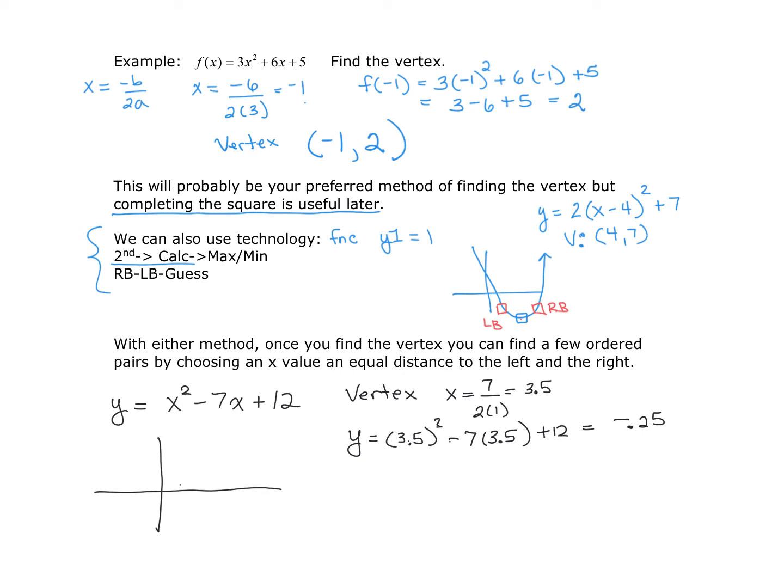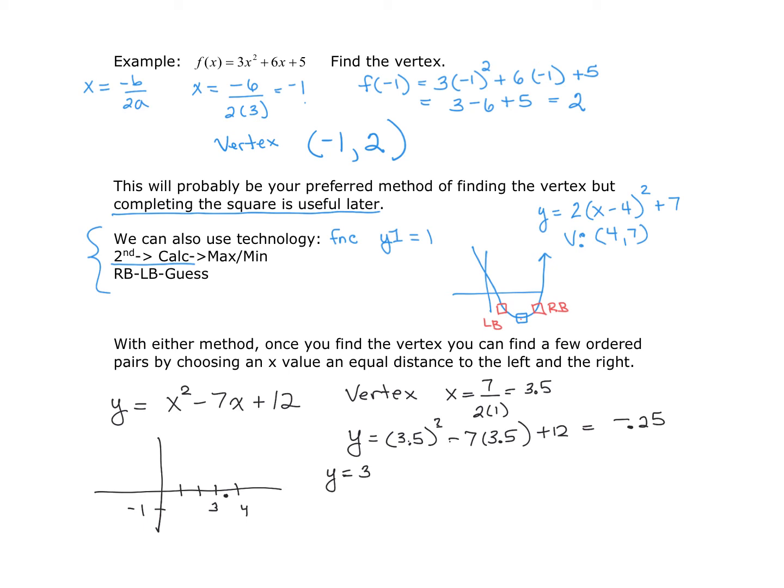So here we are, 1, 2, 3, 4. So at 3.5, I'm barely below. And I'm going to choose 3, and I'm going to choose 4. So if I plug a 3 in, that's a half a unit away to the left.